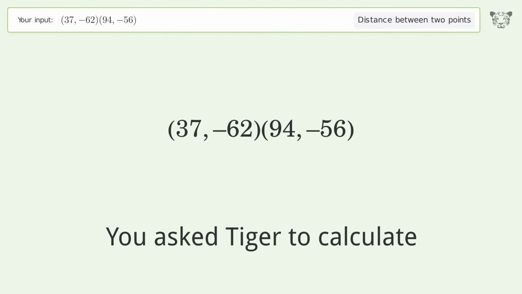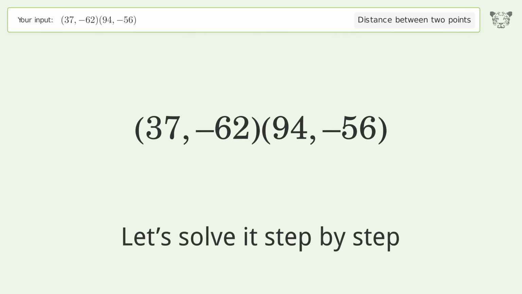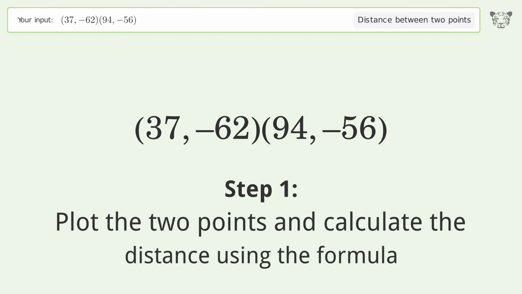You ask Tiger to calculate. This deals with the distance between 2 points. The distance between the 2 points is the square root of 3,285, or 57.315. Let's solve it step by step. Plot the 2 points and calculate the distance using the formula.